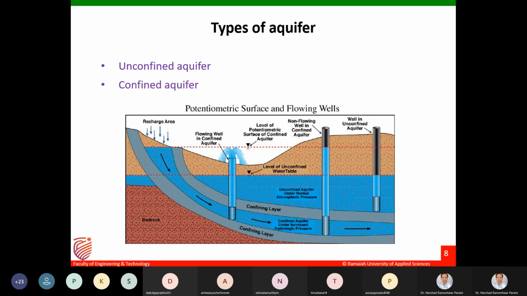Now let's discuss the types of aquifer. If you want to categorize your aquifer, we can categorize it into two parts. One is unconfined aquifer and the other is confined aquifer. The definition, the meaning lies in these words, unconfined and confined. Unconfined means you are not confined, it means it is open. And confined means you are confined between two layers.